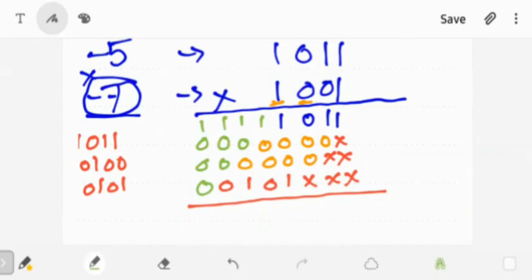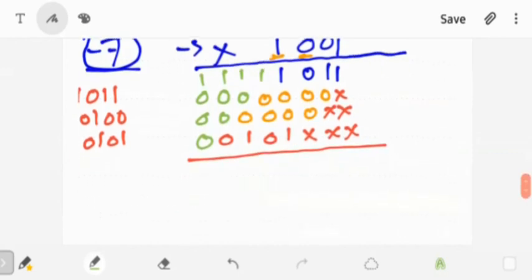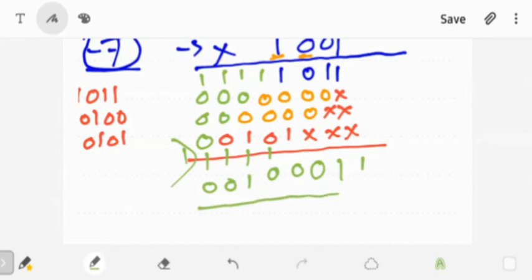Is it clear? Now take the sum. This is 1, this is 1, this is 0. 1 plus 1 is 10, carry 1 here. Again 1 plus 1, this is 0, carry over 1. 1 1 1, sum 1, carry 1. This is 1 1 0, carry 1. So neglect the carry. This is the answer.